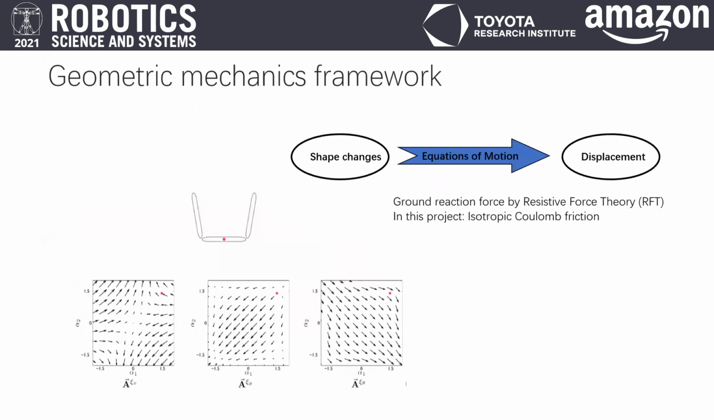We propose to use geometric mechanics to study the sidewinding problem. In the geometric mechanics framework, the configuration space is decomposed into the shape space and the position space. The environmental ground reaction forces are encoded in the local connection matrix, where the velocities in the shape space can be mapped into the velocities in the position space. Thus, the net displacement can be approximated by a line integral in the shape space, as you can see from the example here.